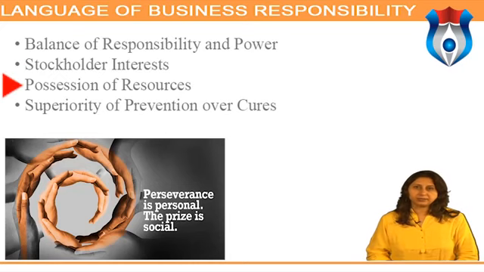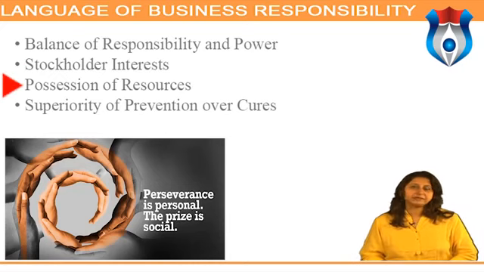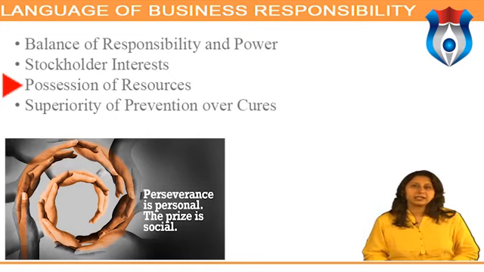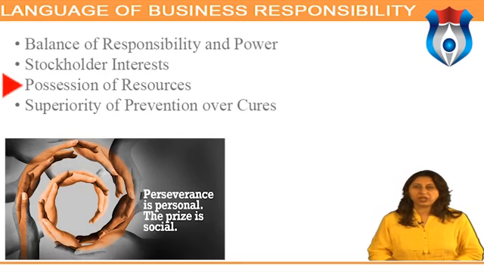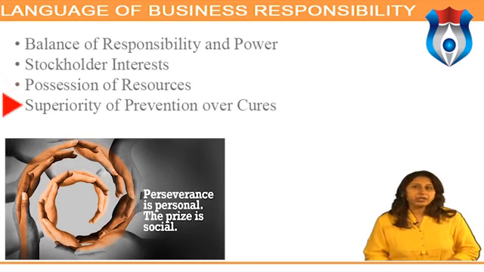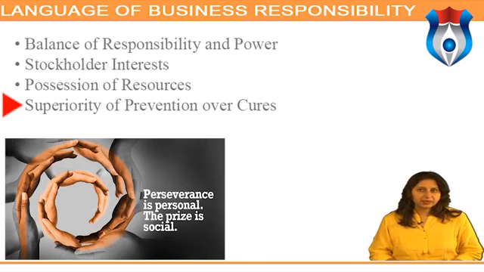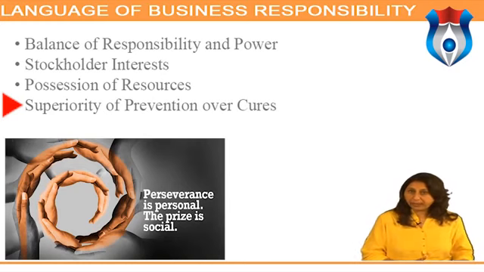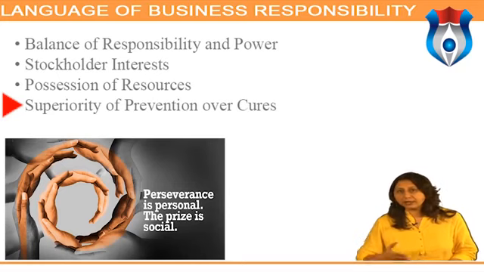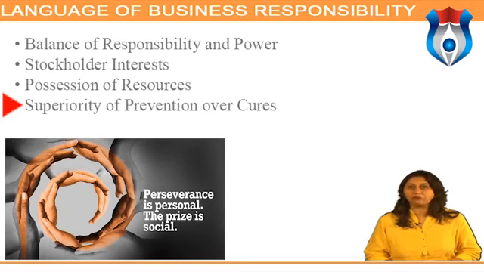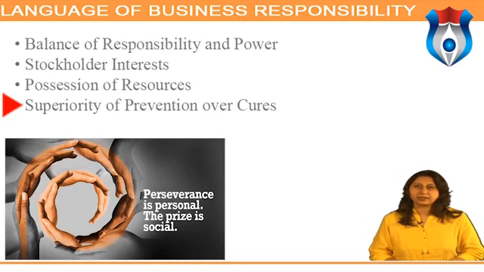Possession of resources. Business has the financial resources, technical experts, and managerial talent to provide support to public and charitable projects that need assistance. Superiority of prevention over cures. Social problems must be dealt with at some time. Business should act on them before they become serious and costly to correct and take management's energy away from accomplishing its goal of producing goods and services.